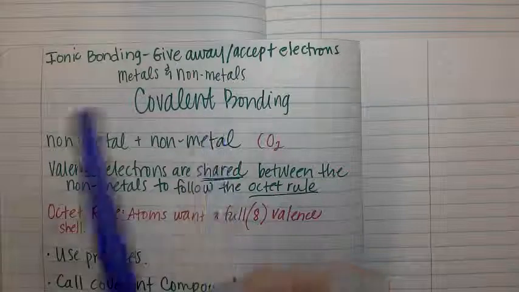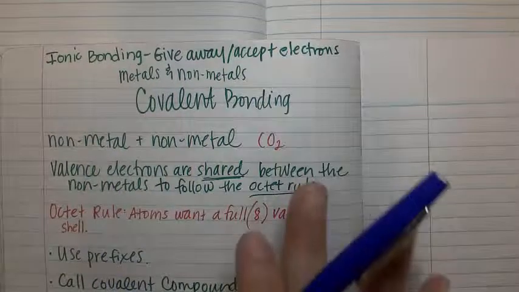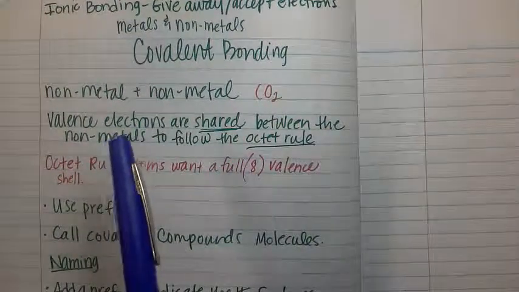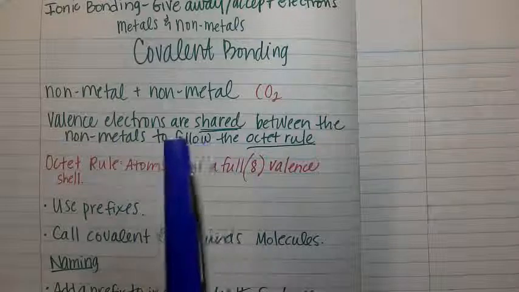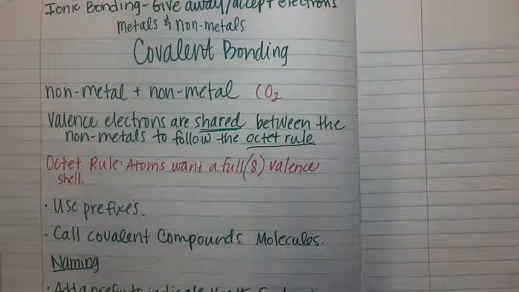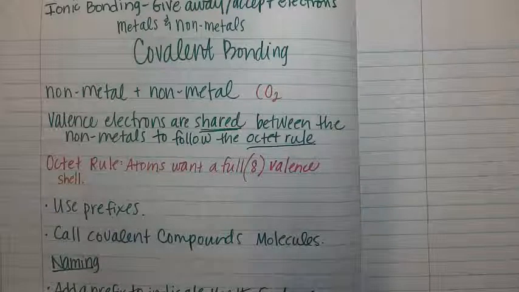Covalent bonding is going to happen between two nonmetals. And all types of bonding only involve the valence electrons. It doesn't involve the inside electrons, just the outside. So valence electrons are shared during covalent bonding, and that happens between two nonmetals, and they do this to follow the octet rule. Remember, the octet rule says that atoms want full or 8 valence electron shells.